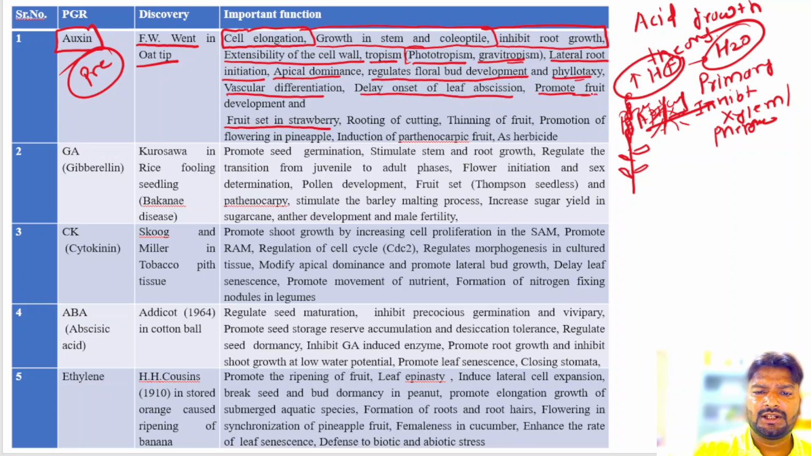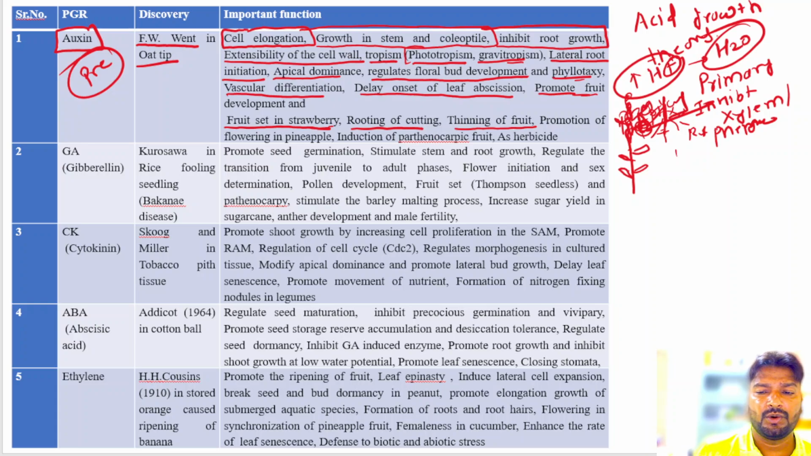So this question is also sometimes asked: which hormone has an important role in the promotion of fruit development and fruit set in strawberry? The answer is auxin. Rooting of cuttings: the cuttings, like a rose cutting, in these it promotes growth and development. Thinning of fruits, so this is also a very important role. It means when there is a very high number of fruits, it thins the fruits or decreases the fruit number, so the fruit quality or fruit size can be increased. So thinning of fruits is also a very important process in horticulture.